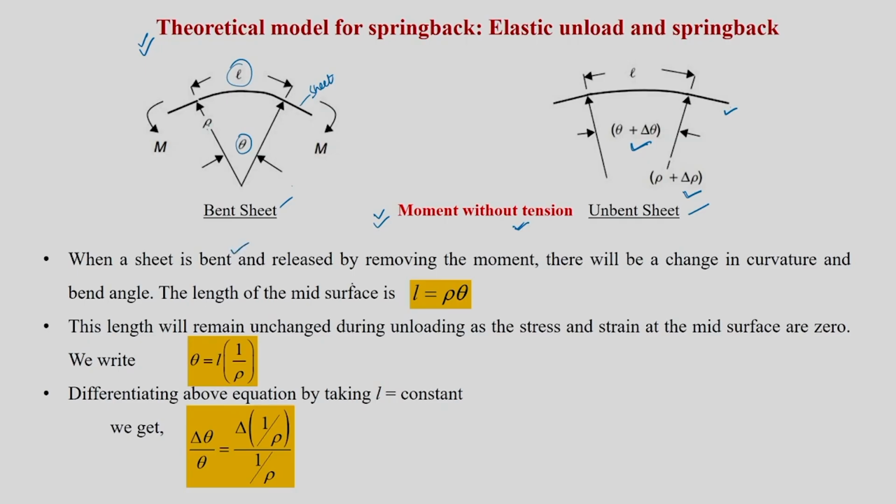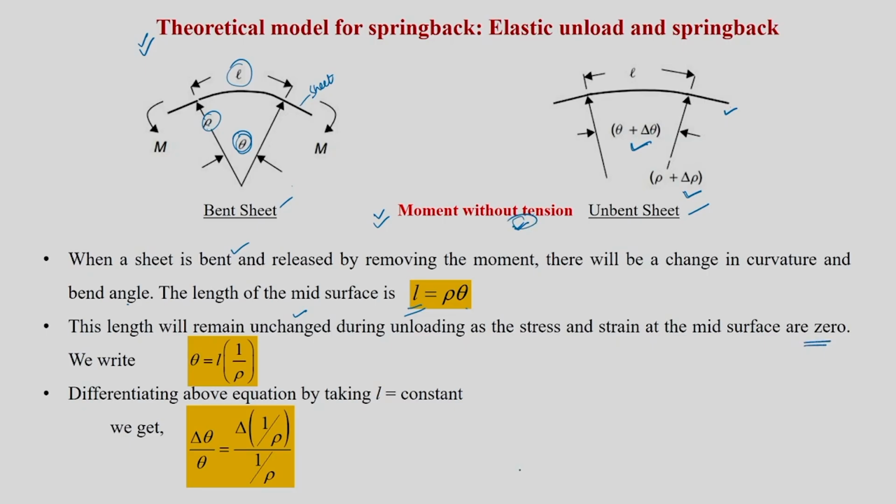When the sheet is bent and released by removing the moment, there will be a change in curvature and bend angle. Theta becomes theta plus delta theta, rho becomes rho plus delta rho. The length of the mid surface L is given by rho theta, which we already discussed in the first slide. This length will remain unchanged during unloading as the stress and strain at the mid surface is 0. Why? Because it is moment without tension.